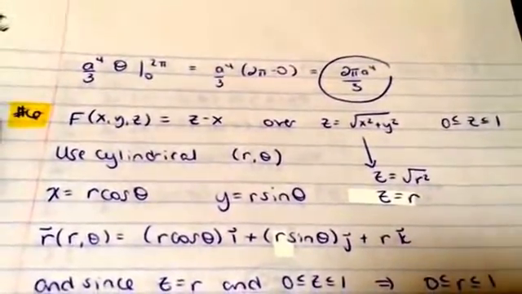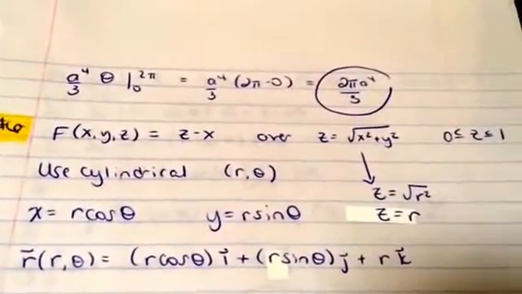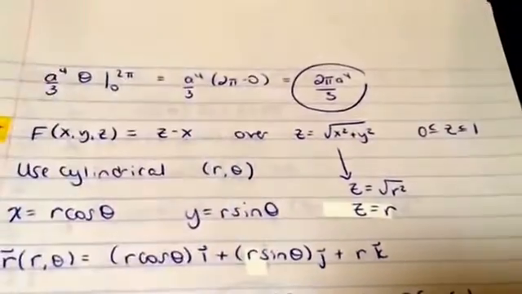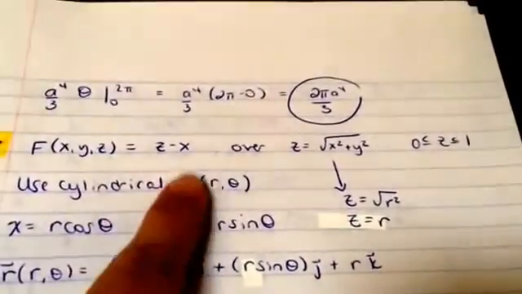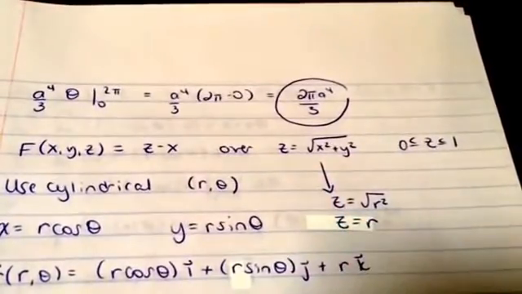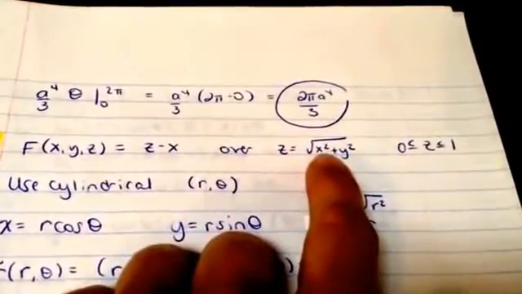Okay, here is number 6. And this is my function. I don't know why they're calling it f here instead of g. Who knows? This is my function though. And it's over this. And so I'm going to change this to cylindrical. So that's what this is about. But it's over this where z stays between 0 and 1.